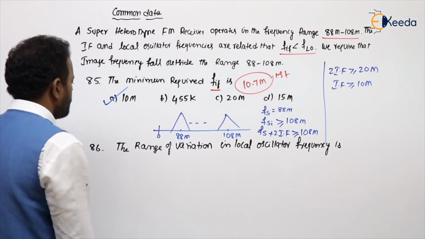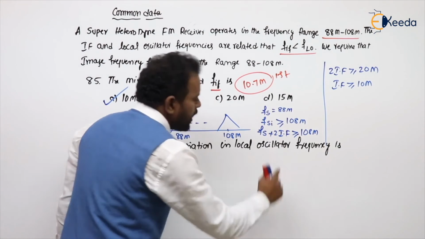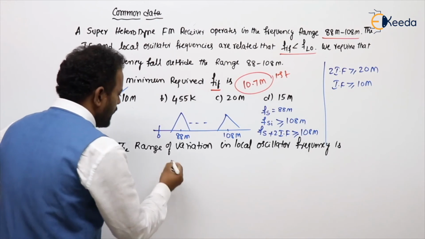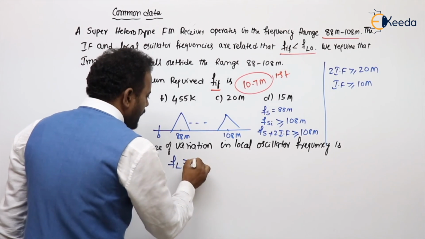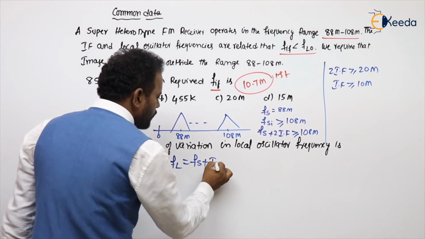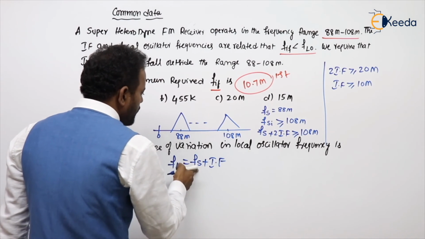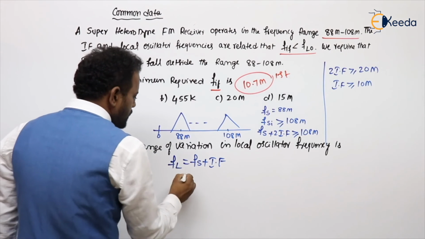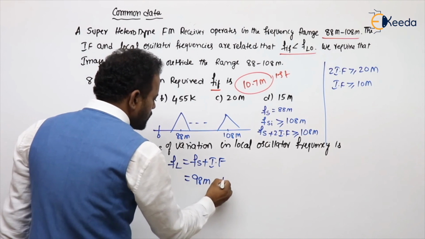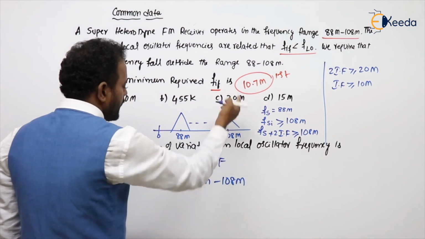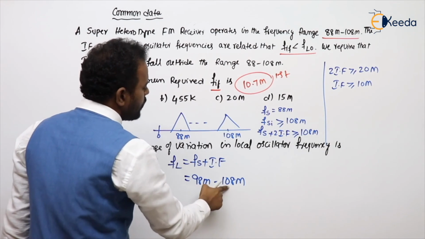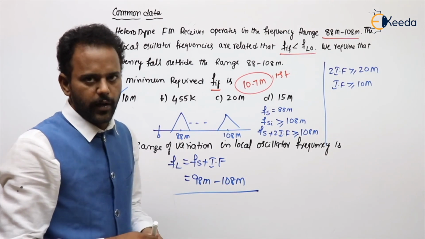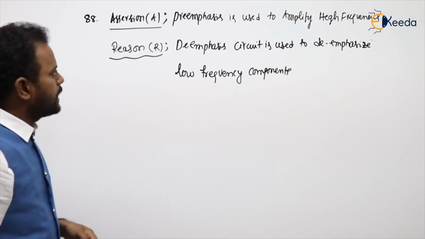See the next problem. The range of variation of the local oscillator frequency. What is the formula for fL? fL is fs plus fIF. fs varies from 88 to 108, plus IF. The IF value we got is 10. So it will be 98 MHz to 118 MHz. If the practical value is used, it is 98.7 to 118.7. That is about the local oscillator, meaning the fL value. Got the clarity?